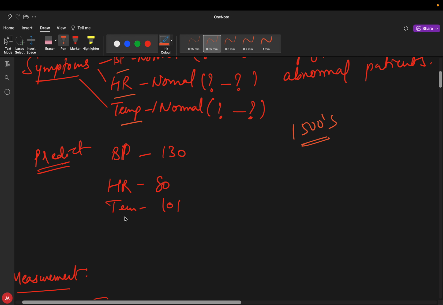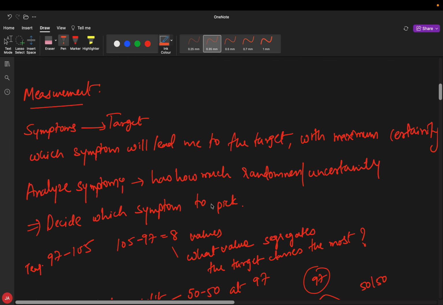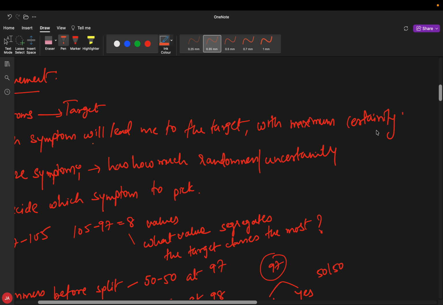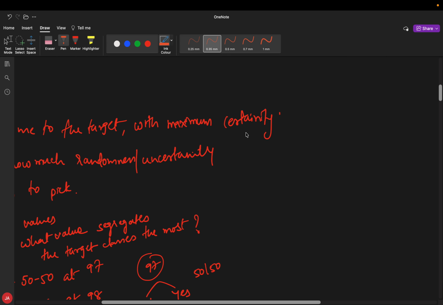A new patient comes in, and we measure with the meters. We have BP 130, HR is 80 and temperature is 101. We need to predict whether the patient is normal or abnormal. From the symptoms we have to predict the target. Which symptom will lead me to the target with maximum certainty? Analyze how much randomness or uncertainty each symptom has. We don't know which symptom will give the maximum certainty, but we have the data.